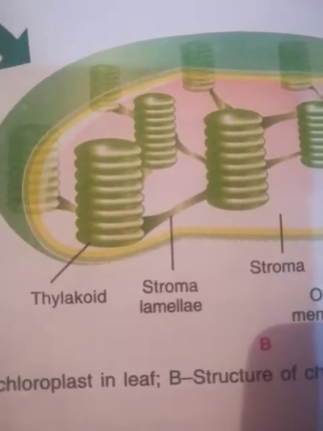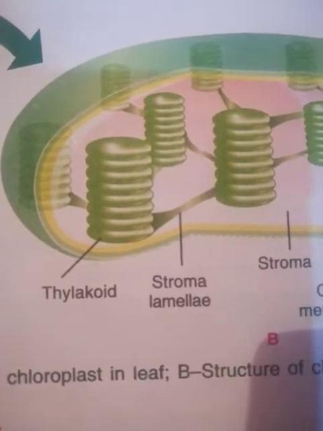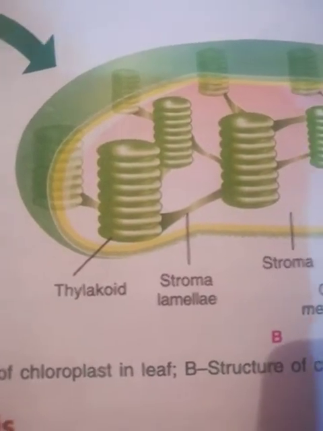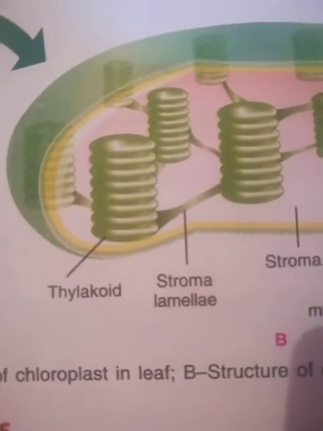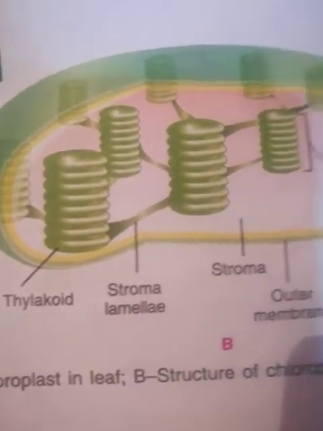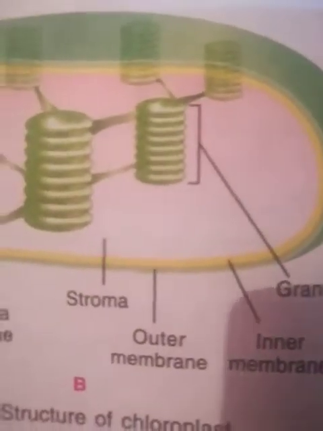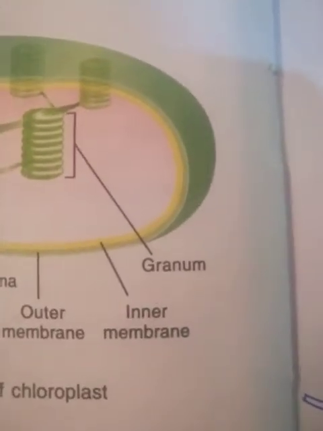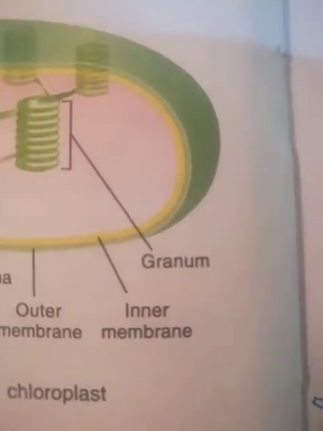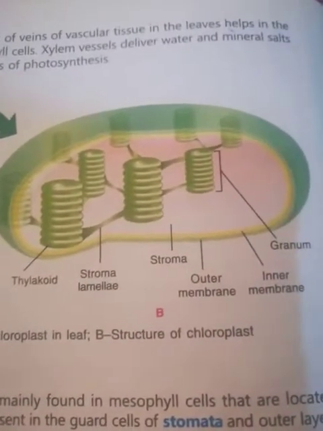The light reaction of photosynthesis takes place in thylakoids, while the dark reaction is carried out in stroma. Stroma, outer membrane, inner membrane, and grana. This is the detailed structure of a chloroplast.